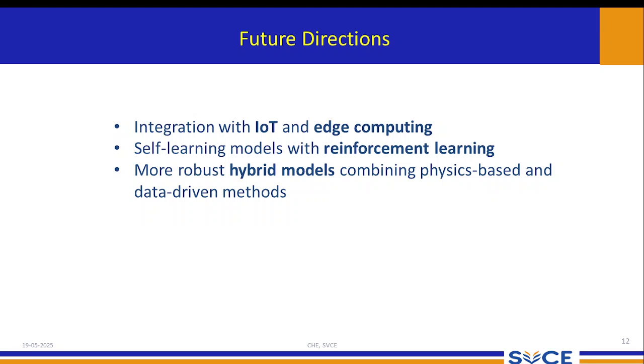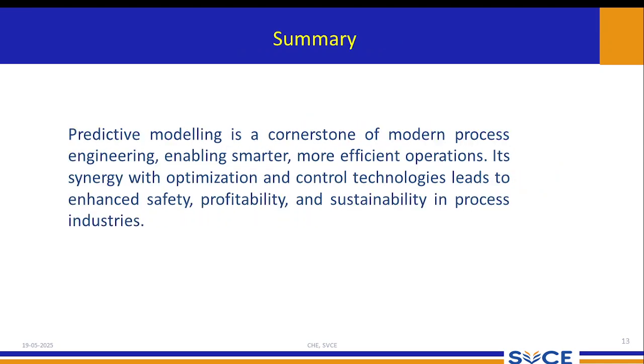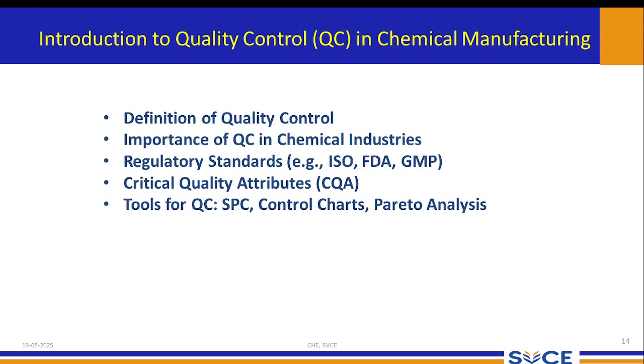Okay, more robust hybrid models combining physics-based and data-driven methods. The summary: predictive modeling is a cornerstone of modern process engineering, enabling smarter, more efficient operations. It is synergized with optimization and control techniques, leading to enhanced safety, profitability, and sustainability in process industries.